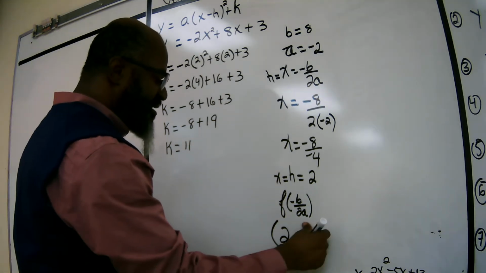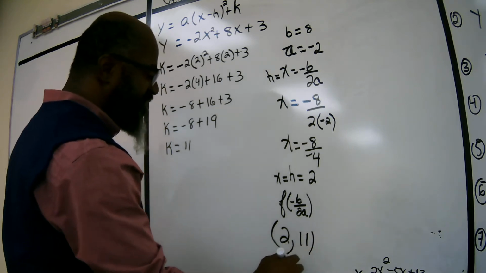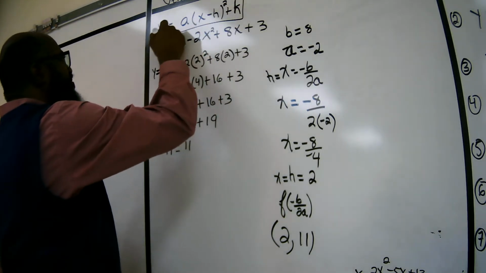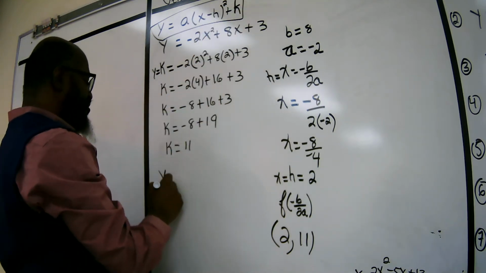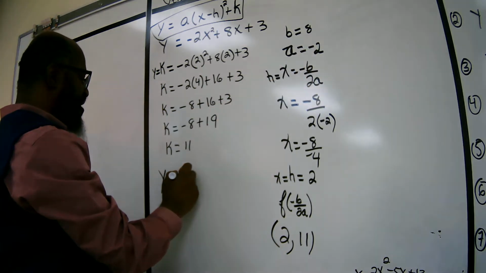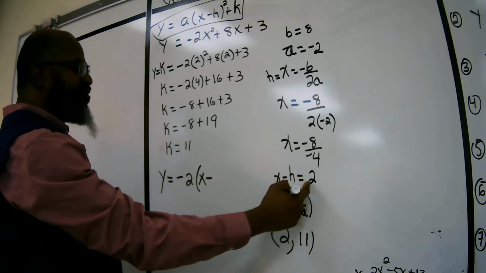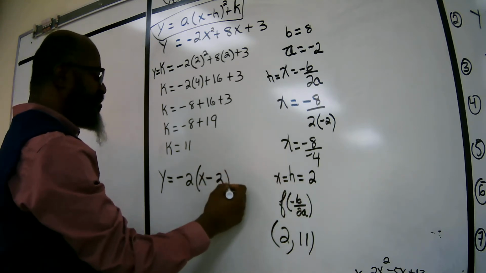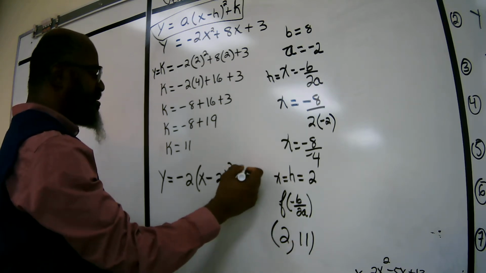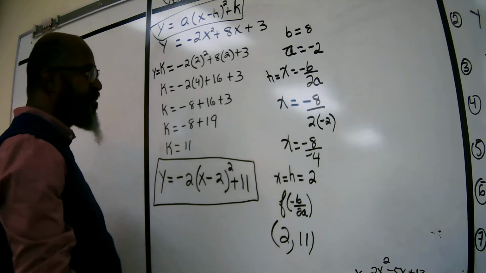So we know the vertex, and we know a, so we're going to replace them into the vertex form. So this is your formula. Now you will have y equals a, which we already identified as negative 2. We'll have negative 2 times x minus h, and h we know was 2, squared plus k, which is 11. This is your equation in vertex form. That will be the easy version.